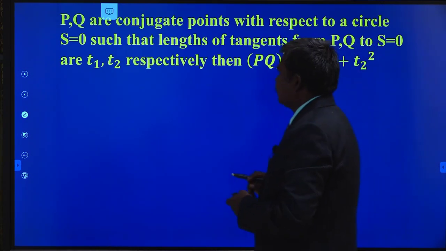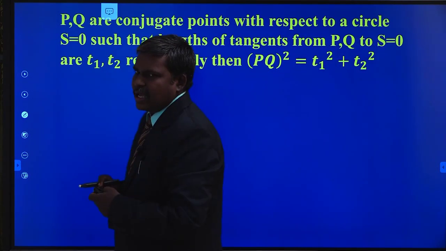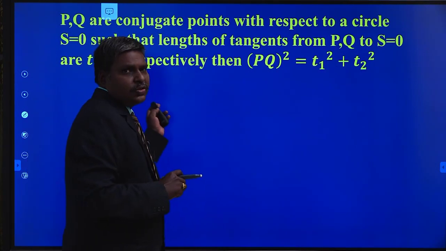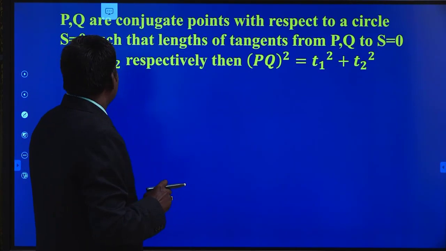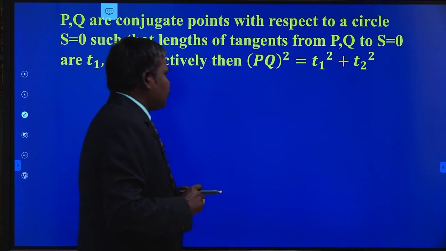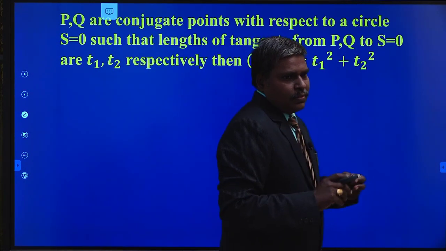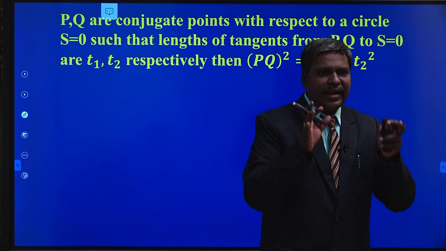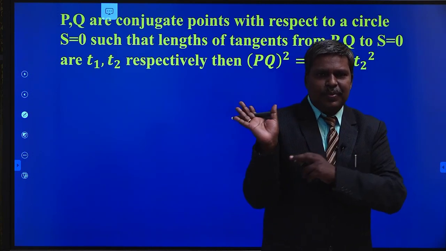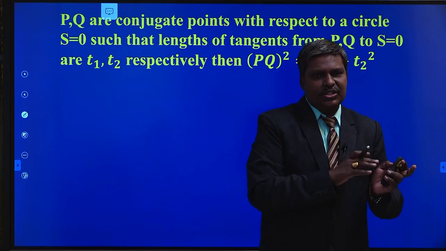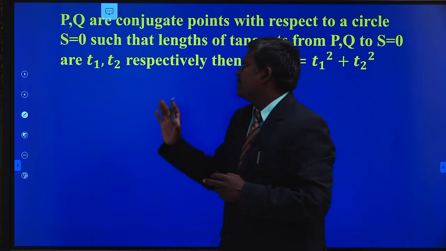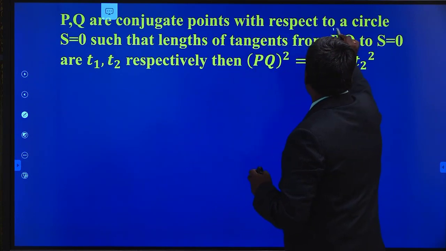See this one. This is related to the above result. This is also very simple to derive. P, Q are conjugate points with respect to a circle. Once you have conjugate points, we mean immediately that the polar of P passes through Q, or the polar of Q passes through P. Remember, my dear students, these are conjugate points with respect to a circle.